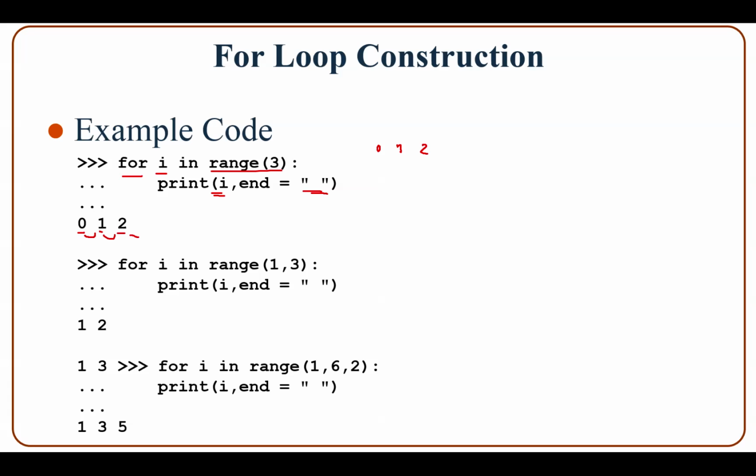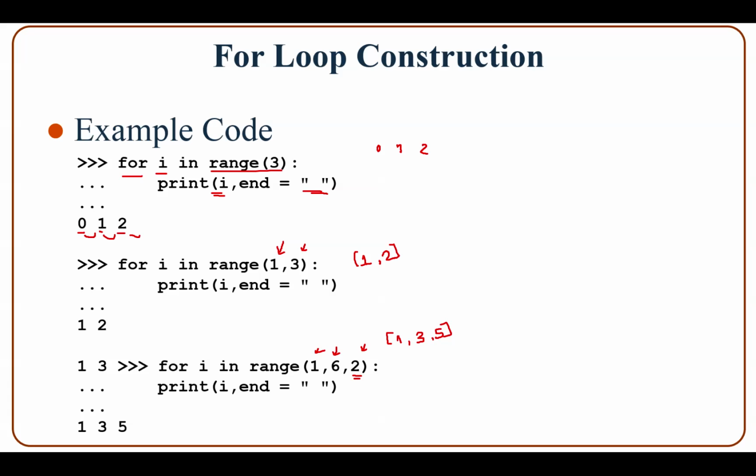Here are some other variations. If you say range 1 and 3, then it will return just a list from 1 to 2, and that's it. And if you give range 1, 6, 2, then it returns 1, 3, 5. Basically, this is a step. From 1 to 6, actually from 1 to before 6.